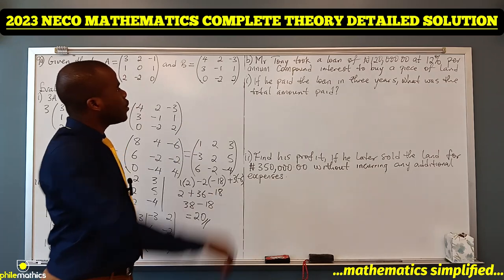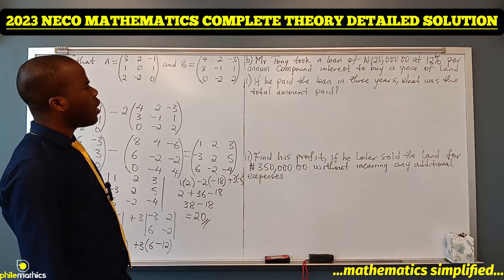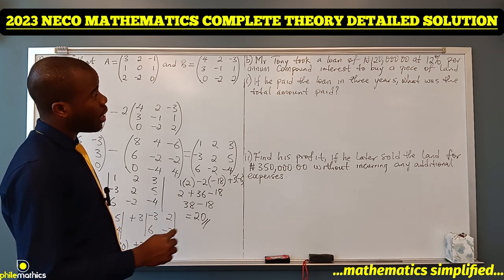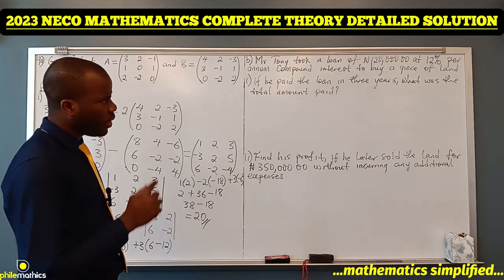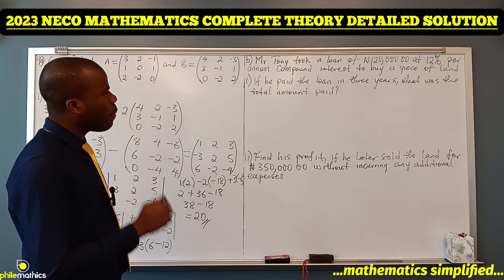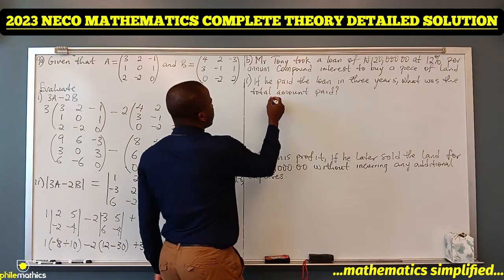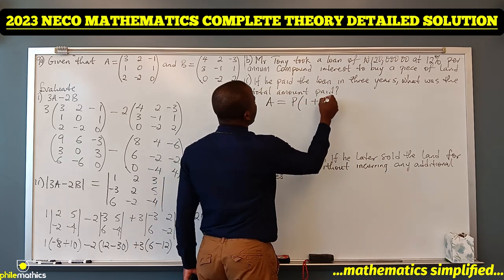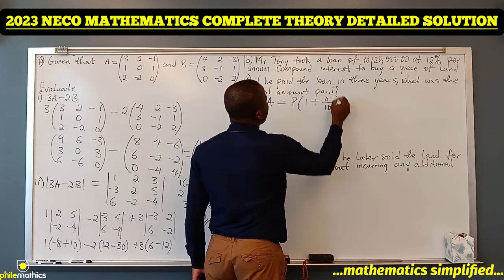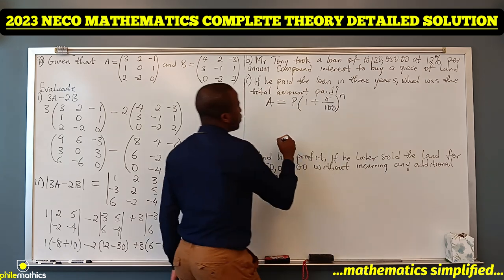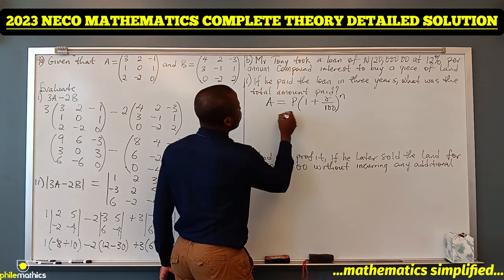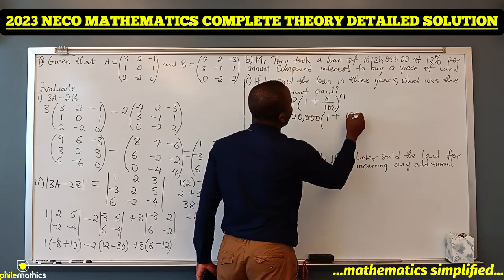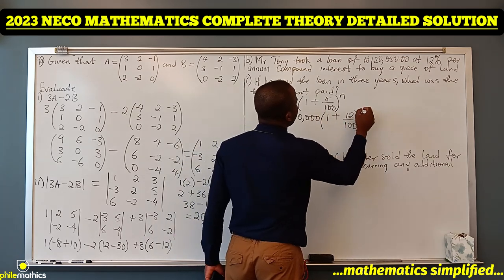B says, Mr. Tony took a loan of 120,000 naira at 12% per annum compound interest to buy a piece of land. If he paid the loan in 3 years, what was the total amount paid? Remember that the formula for amount for compound interest is principal times 1 plus R over 100 raised to the power number of years. And so the principal is 120,000. 1 plus 12 over 100 raised to the power 3 years.